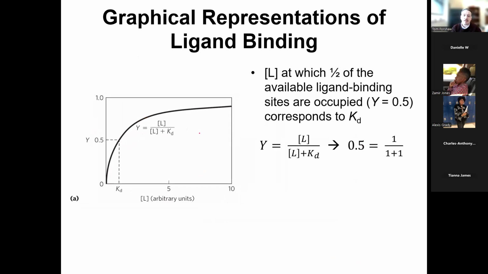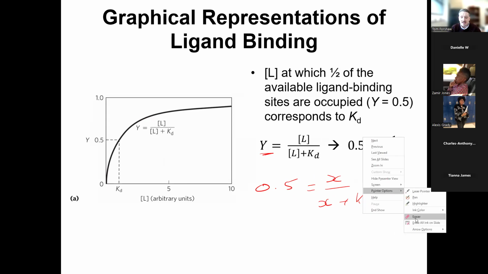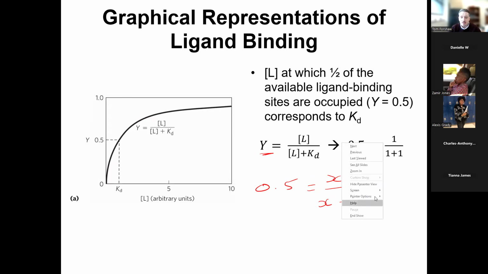If we set Y to being 0.5, then we've got 0.5 equals L over L plus KD. And let's just change L to being X for now, because that just makes it easier to visualize. 0.5 equals X divided by X plus KD. And let's this time change KD into Y.